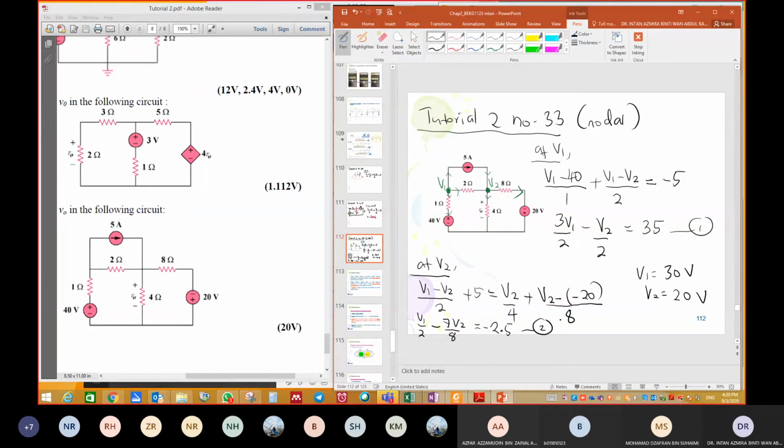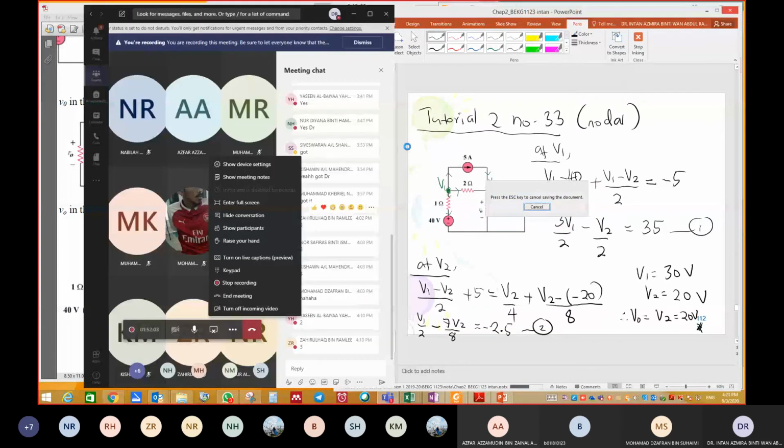So V2 is equal to 20 volts. Yeah, the answer is right. Can you understand? Yes, yes, understand. Bagus. Ustaz Asfar. How about others? Can you understand, all of you?